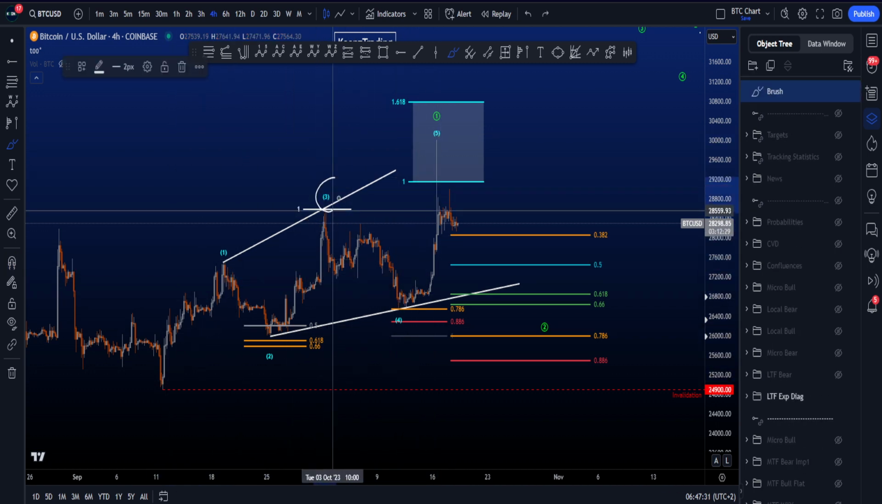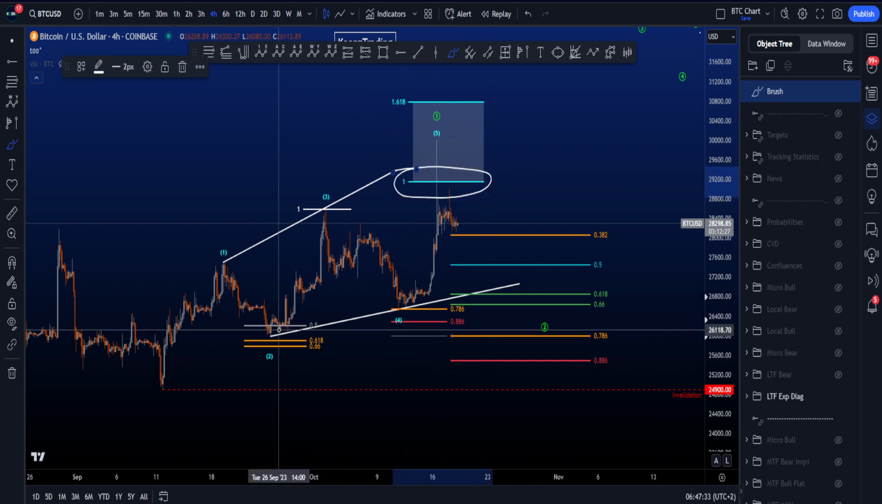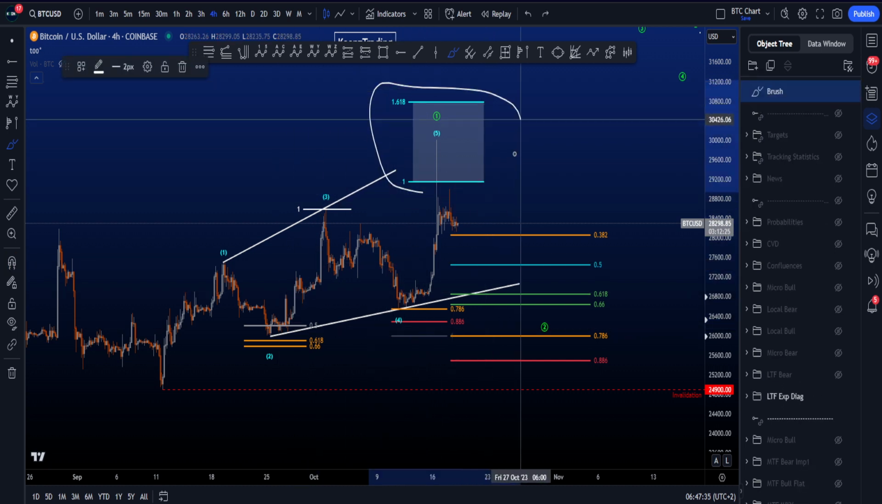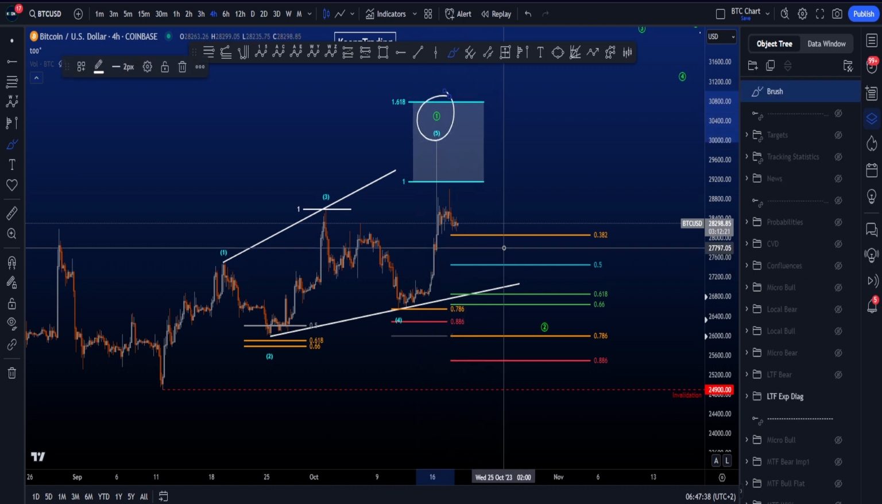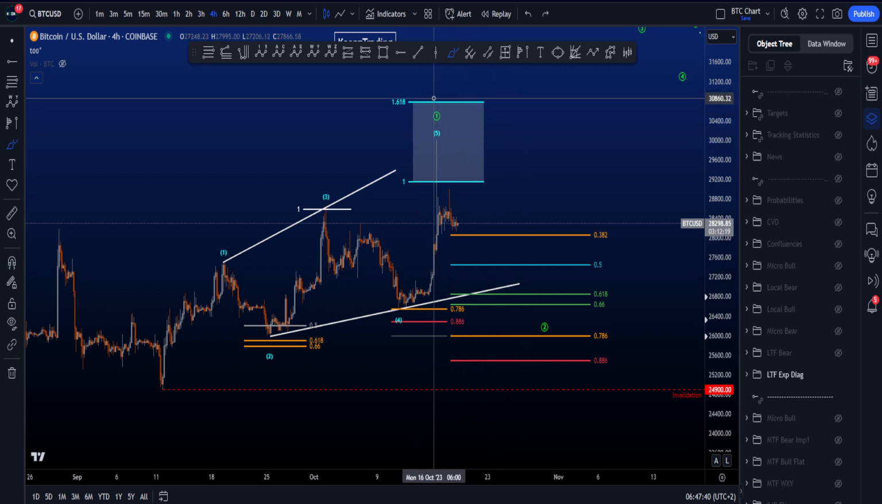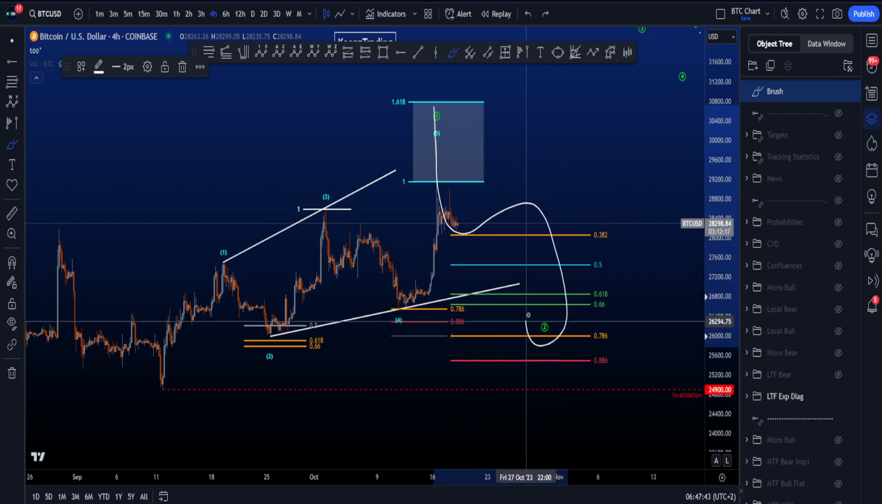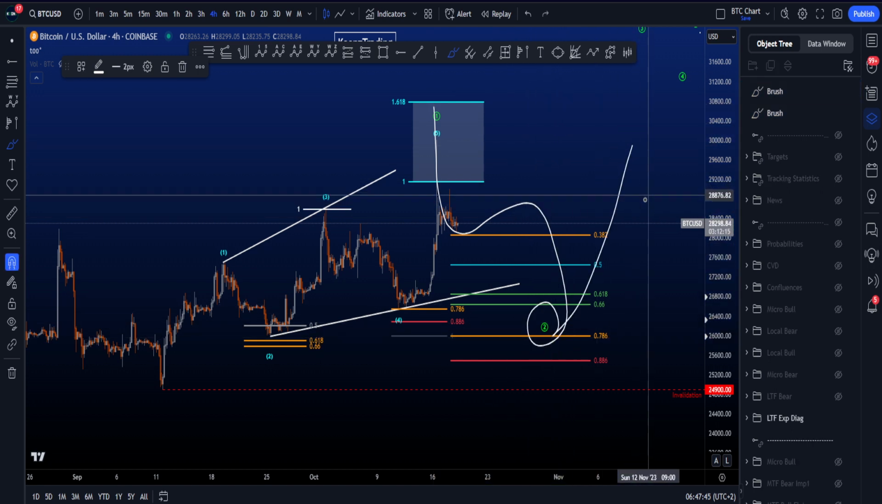Wave 5 is longer than wave 3, crossing the 1-to-1 of wave 3 over here and ended inside a common target area for wave 5. Now, after this wave 5, which then ends in the green wave 1, we are looking for a corrective structure to the downside in a wave 2 before continuation.